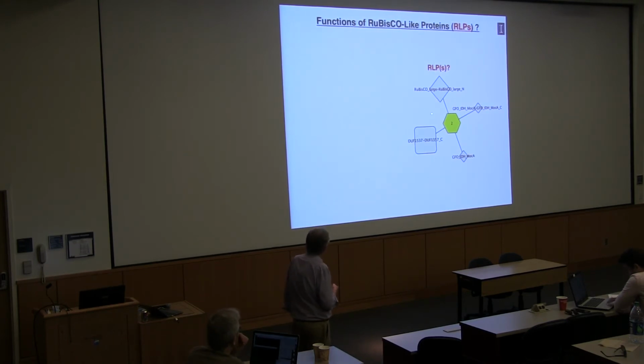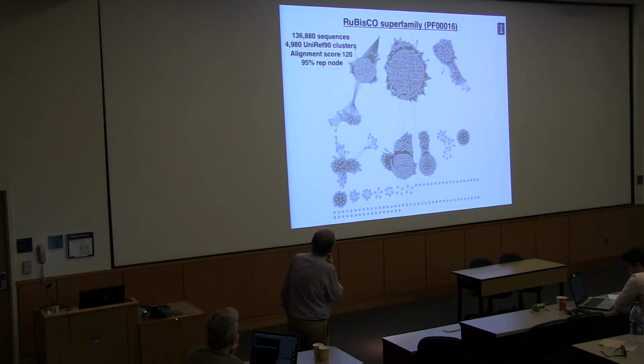It's got Rubisco-like proteins in it, or members of the Rubisco superfamily, and I've been interested in those for a while. So what are these? So this is a sequence similarity network of the Rubisco superfamily. And this is a 95% rep node network, so sequences that share 95% sequence identity are collected together.